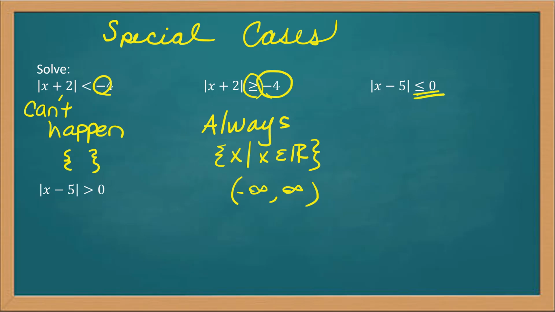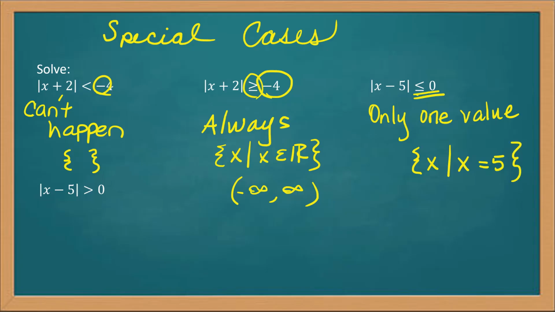When x is 5, that absolute value is equal to 0, but it's never less than 0. So the solution set for that would just be 5, x such that x equals 5, and you would just put 5 in square brackets.